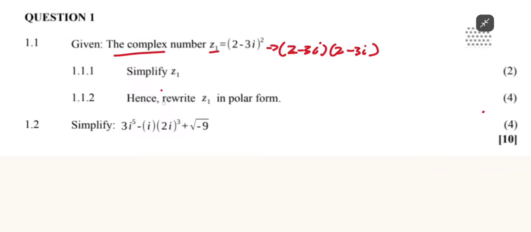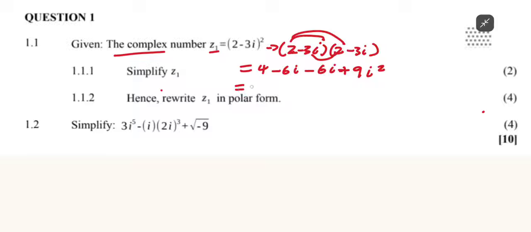All right, so now you distribute. 2 multiplied by 2 will give you 4. 2 multiplied by minus 3i will give you minus 6i. Then negative 3i multiplied by 2 will be minus 6i. Negative 3i multiplied by negative 3i will be positive 9i squared.